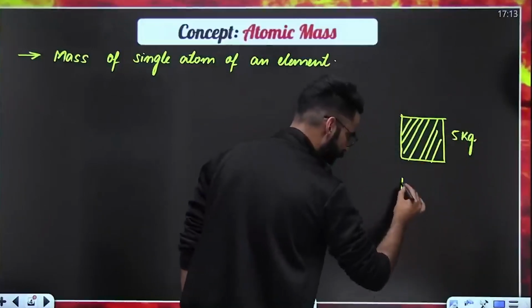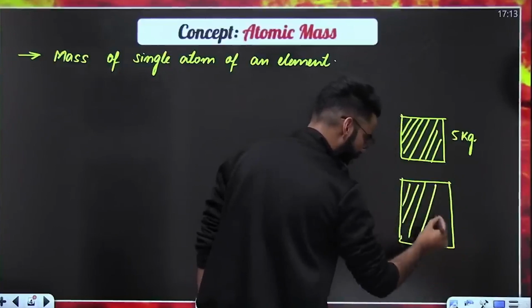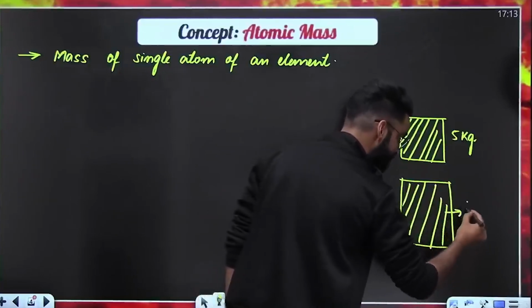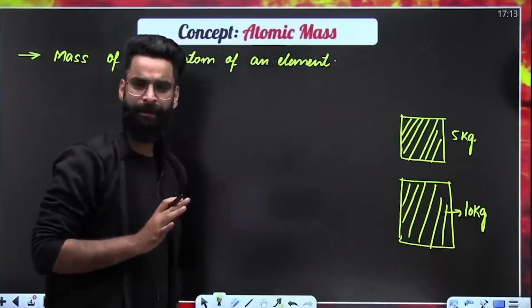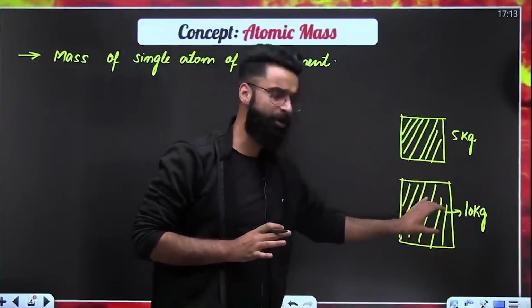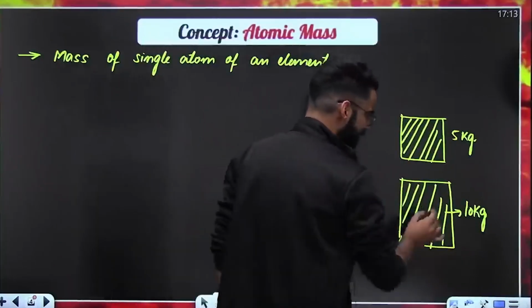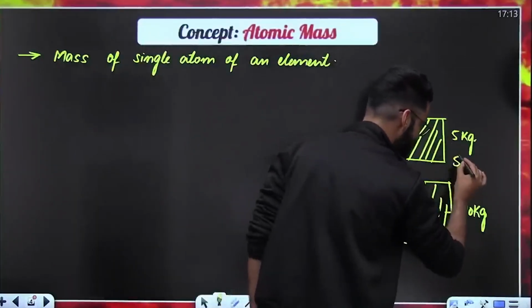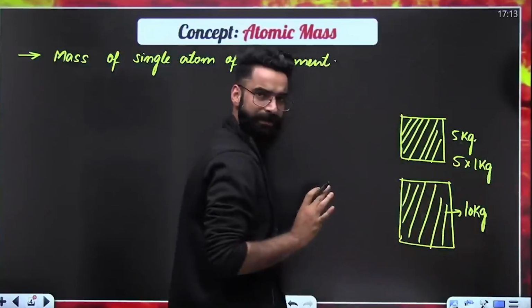Similarly, I'm taking one more bigger sized object. Let's assume the weight of this particular object is 10 kilograms. I took 2 objects. The weight of the first object is 5 kilograms. The weight of the second object is 10 kilograms. Now, my dear students, can I write this 5 kg in this format? 5 multiplied by 1 kg? Absolutely, I can do that.